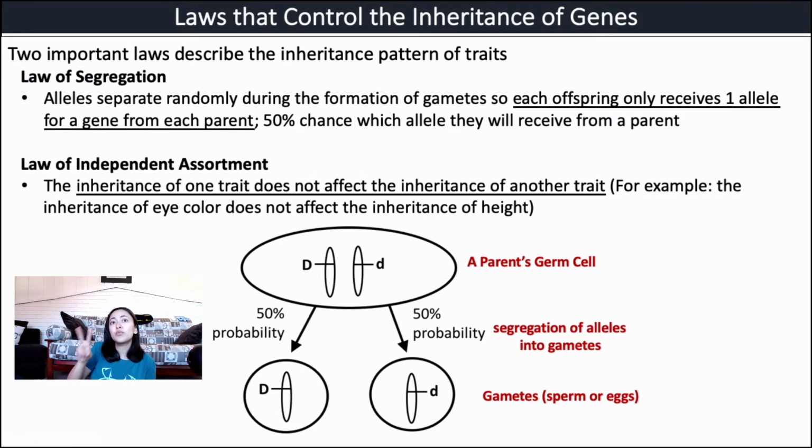The second law that's really important to understand in order to understand what controls the inheritance of genes is the law of independent assortment. This law states that the inheritance of one trait does not affect the inheritance of another trait. For example, the inheritance of eye color does not affect the inheritance of height and so forth. So most traits are inherited independently of each other.